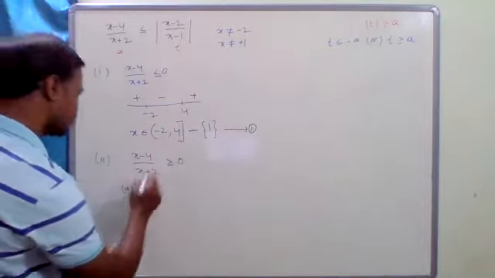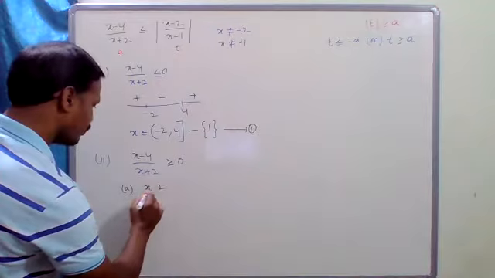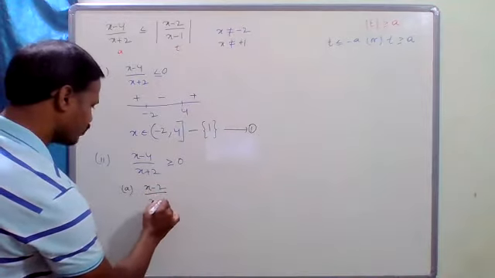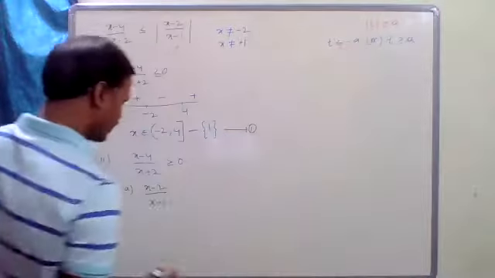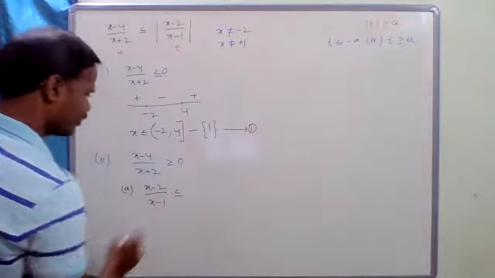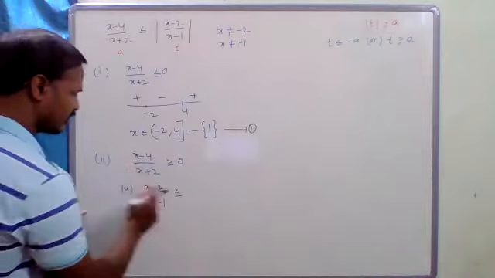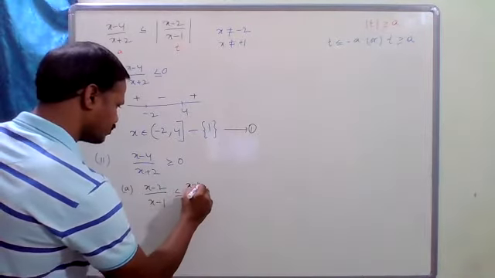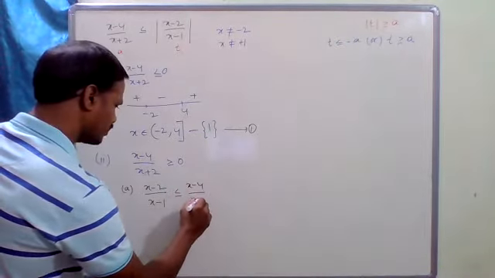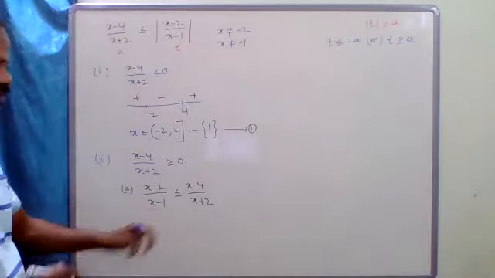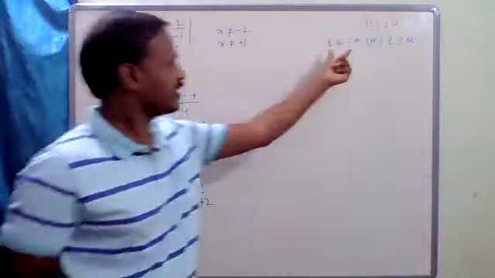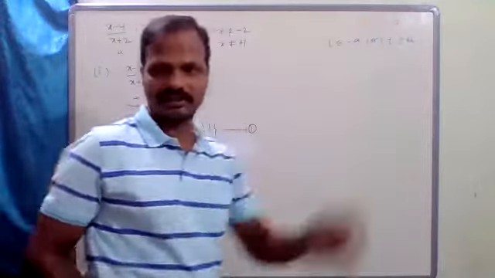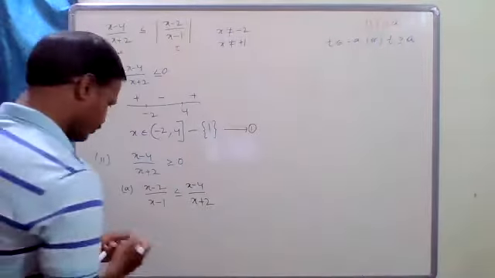So what is t? This one is t: (x minus 2) by (x minus 1), which is less than or equal to minus a. This is our a, so that is (x minus 4) by (x plus 2). Fine, this is this case. Later this case. Now solve this one.